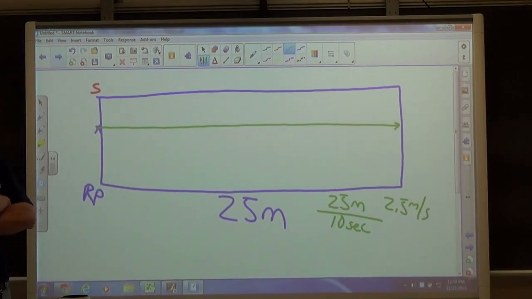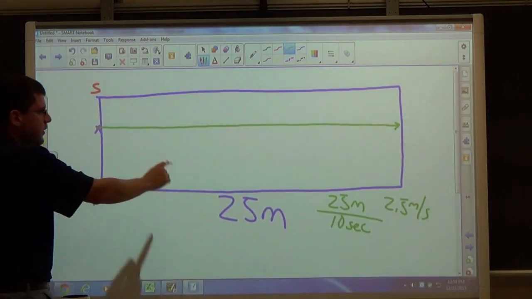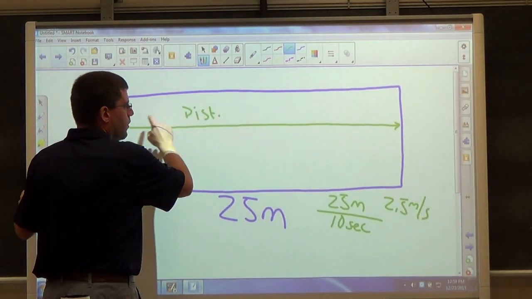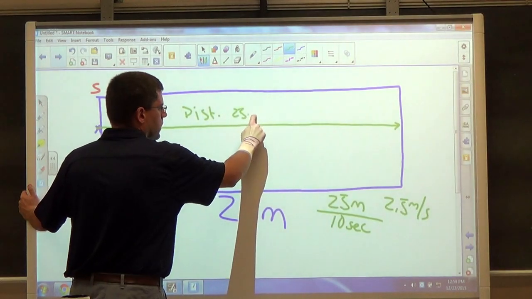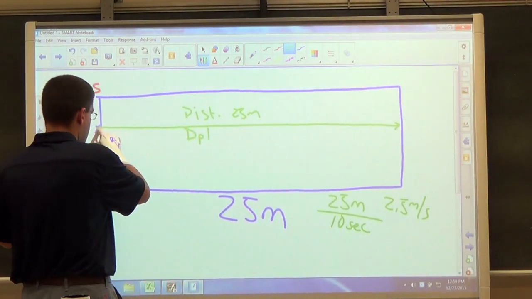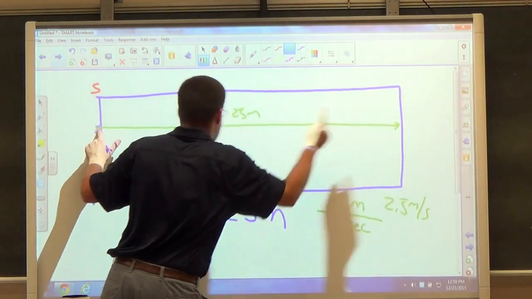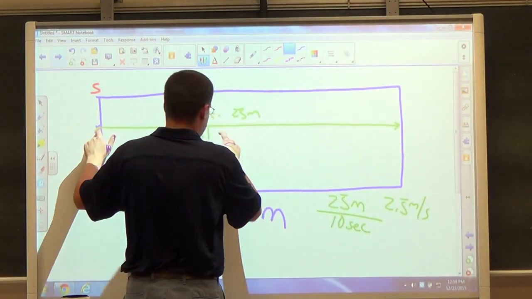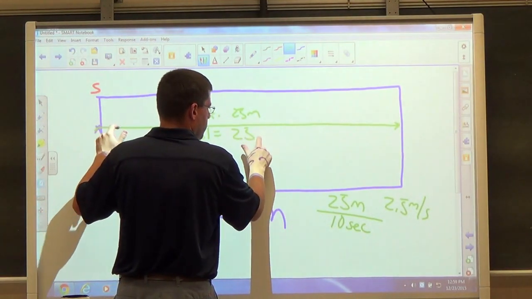What would my velocity be? This is the distance. I went 25 meters. What's my displacement? A to B. I displace from here to here. My displacement is 25 meters.